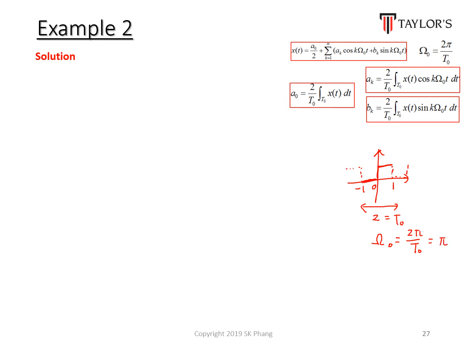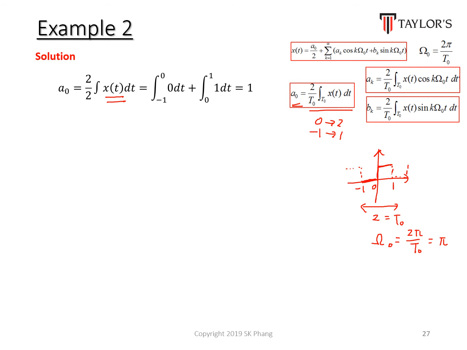Alright, the next thing, we need to find A naught by applying this formula, and T naught will be 2, as I said earlier. And when you apply this formula, let's look at the solution. You need to integrate your signal x(t) over any period of time, as long as it spans one period. So you can integrate it from 0 to 2 or from negative 1 to 1. Both are fine. You'll get the same answer either way. So let us integrate it from negative 1 to 1.